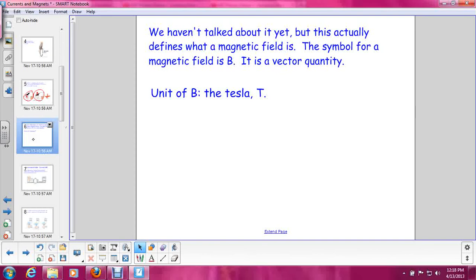Now, we haven't actually talked about this yet, but this is what defines a magnetic field, the force on this wire. The symbol for a magnetic field is a capital B. So if we were using formulas, or if you just want to express yourself through symbols instead of writing out the word magnetic field, you want to use a capital B. And we measure the strength of the field in Teslas, which is abbreviated capital T.